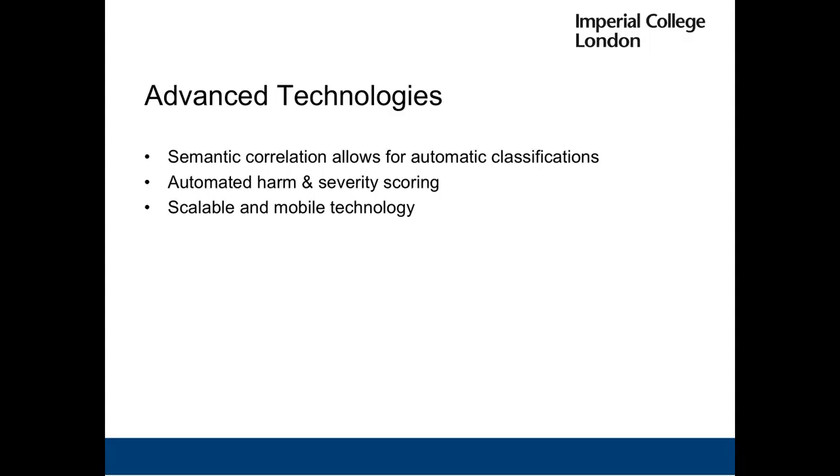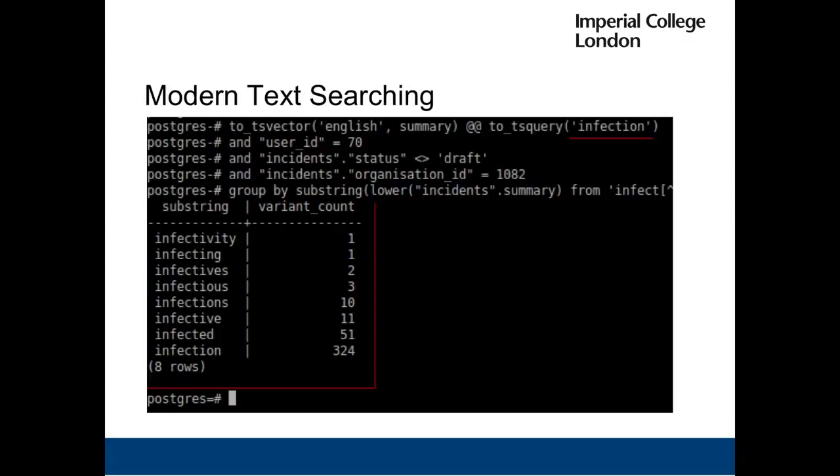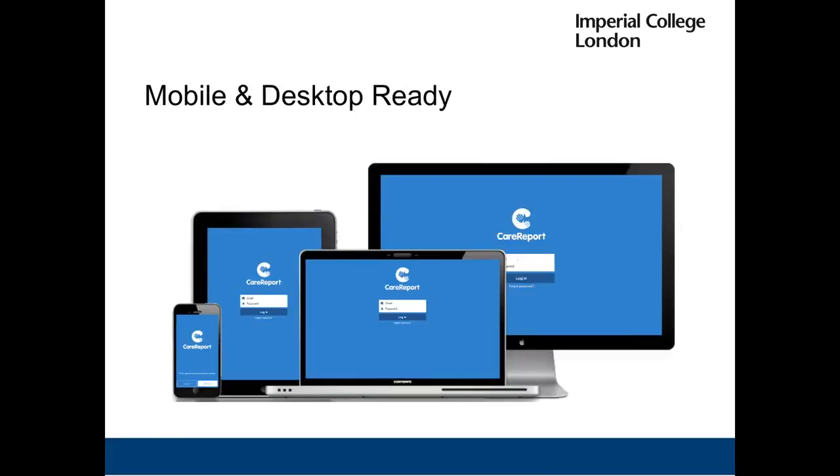Here I can show you how leveraging modern text searching in a database can provide better results. This, of course, is invisible to the person doing the searching, but here you can see that by stemming the word infection, we can automatically match many different uses of the root word infect, which is leveraged when searching for infected wound and/or wound infection. We also, of course, need to have a single user experience across all platforms and devices.